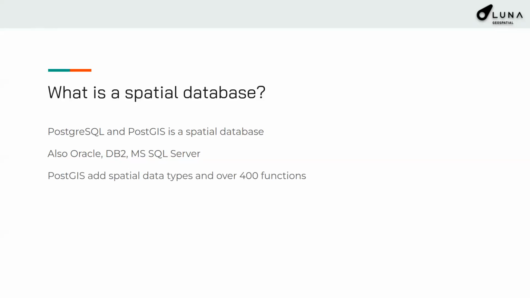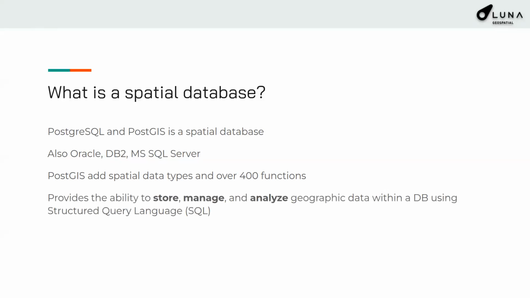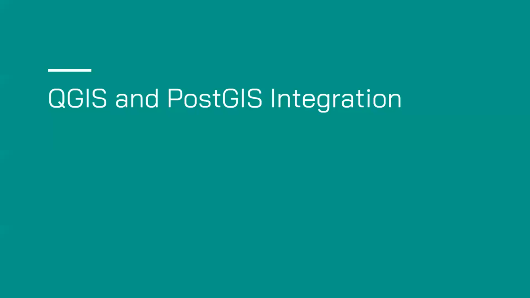PostGIS adds spatial data types and over 400 functions that can be used on these spatial data types. It also provides the ability to store, manage, and analyze geographic data within the database using structured query language, SQL, which is what we're going to be looking at today.